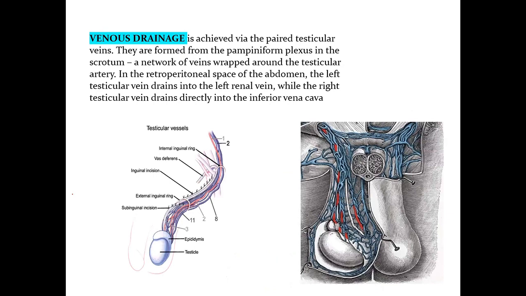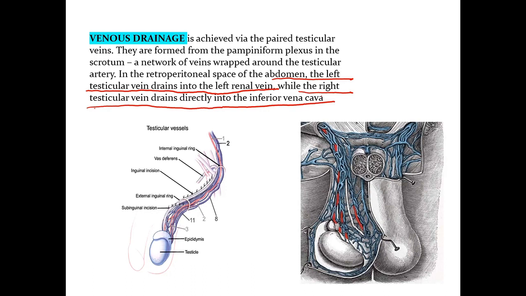The venous drainage is achieved via paired testicular veins. They are formed from the pampiniform plexus in the scrotum, a network of veins wrapped around the testicular artery, in the retroperitoneal space of the abdomen. The left testicular vein drains into the left renal vein. Please pay attention to this. The left testicular vein drains into the left renal vein, while the right testicular vein drains directly into the inferior vena cava.